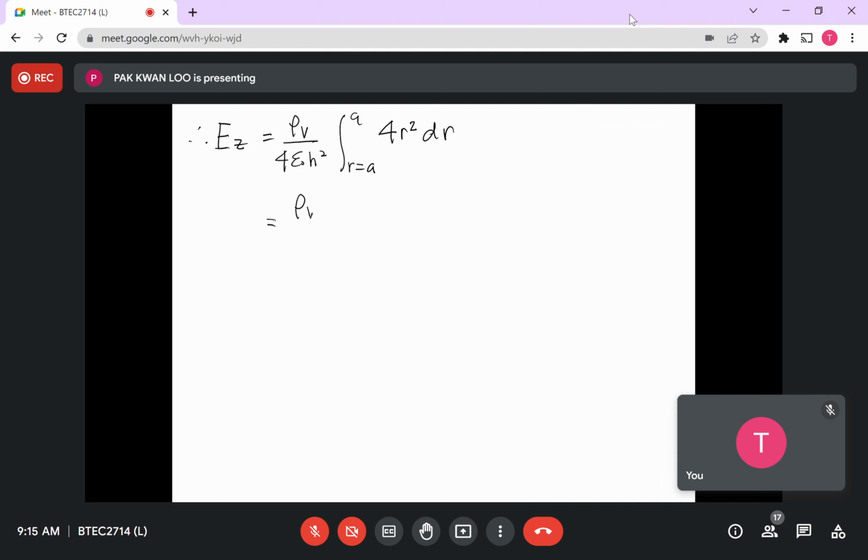And here, we get integrating r squared. So we will have r cubed over 3. Zero, sorry, is from 0 to a.